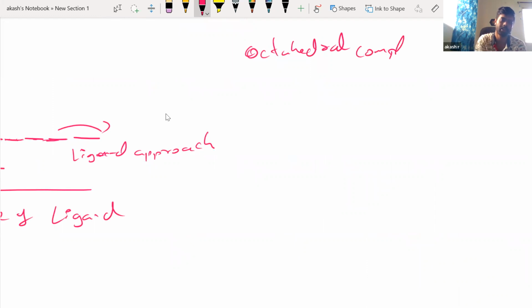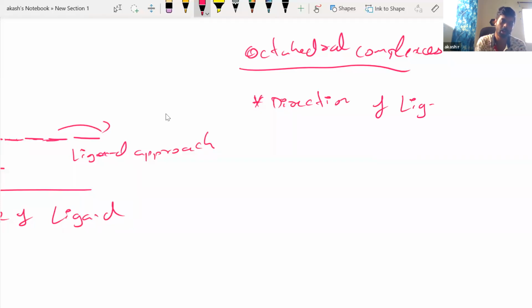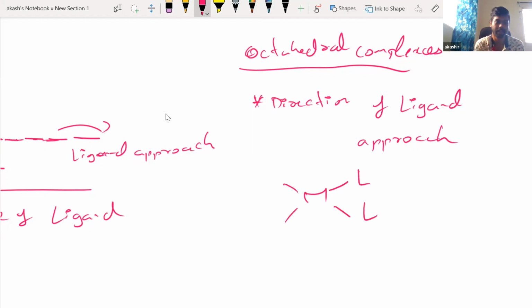Octahedral complexes. Now, what we have to understand is, in case of an octahedral complex or a tetrahedral complex, first we have to understand the direction of ligand approach. Directions of ligand are very simple, right? What is the shape, octahedral shape? I have the metal, right? And we have ligand, ligand, ligand, ligand, and here again ligand.